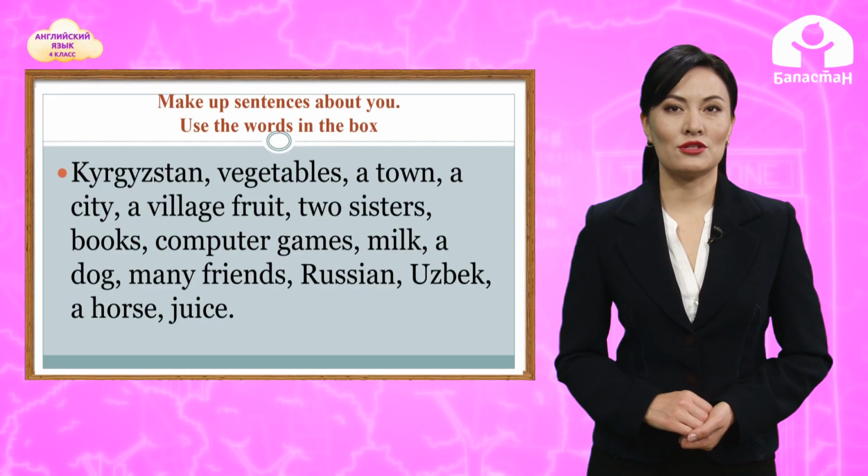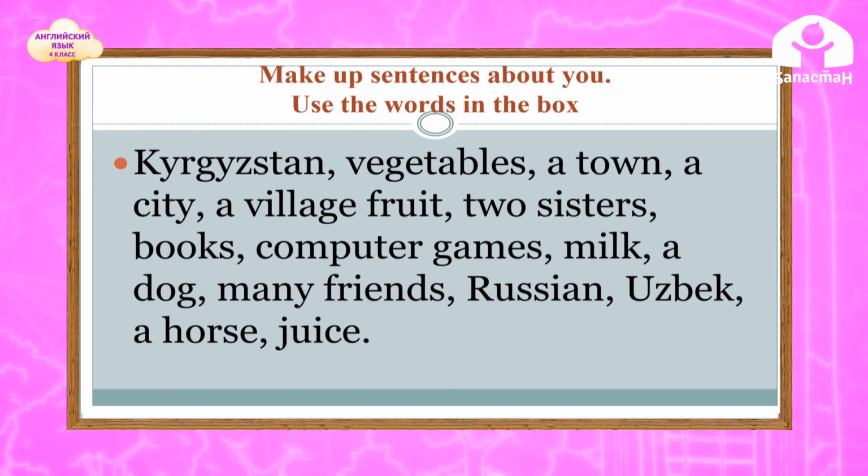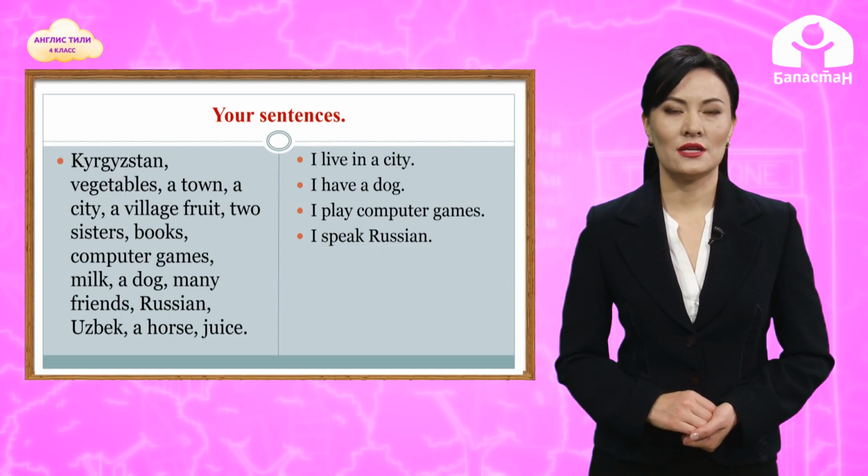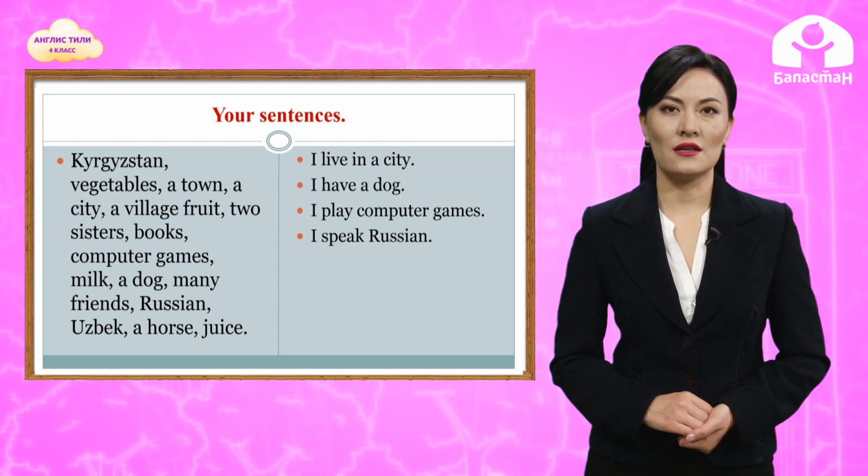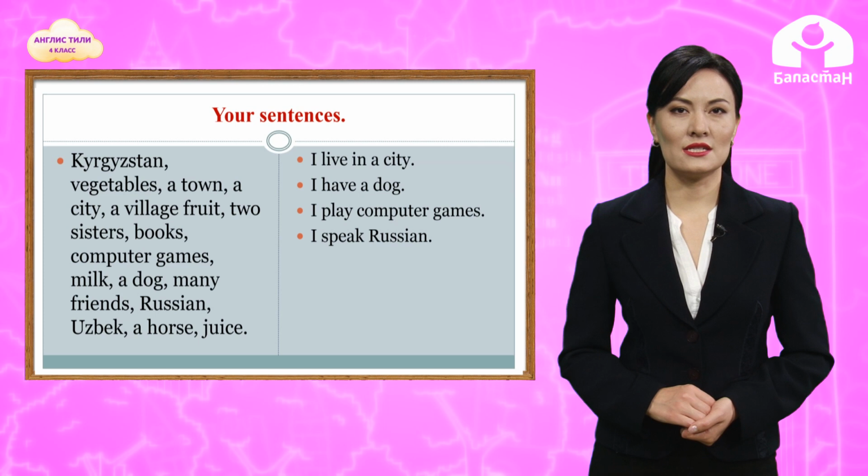Now make up sentences about you. You have words: Kyrgyzstan, vegetables, a town, a city, a village, fruit, two sisters, books, computer games, milk, a dog, many friends, Russian, Uzbek, a horse, juice. Let's make some sentences together. I live in a city. I have a dog. Now your sentences.